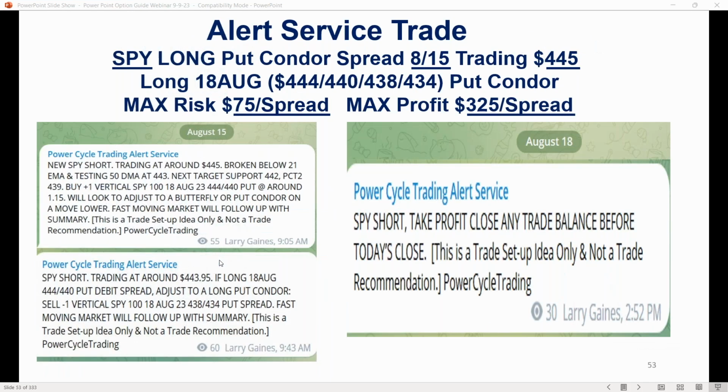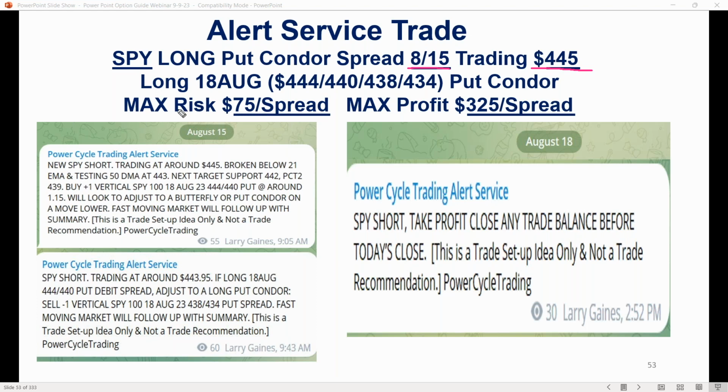So here's the trade setup that we did on this one. This was a very recent trade that we did, and these are all alert trades that were sent out. So on the 15th, it was trading at 445. I had the Russell, but this is the SPY. All right, so this was trading at 445.